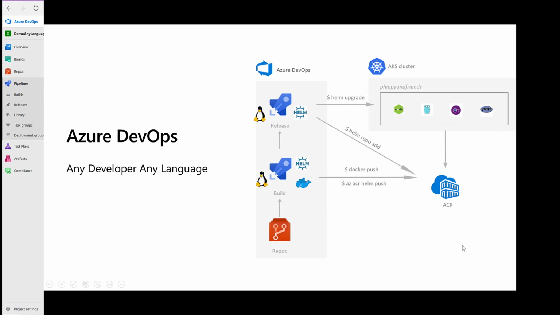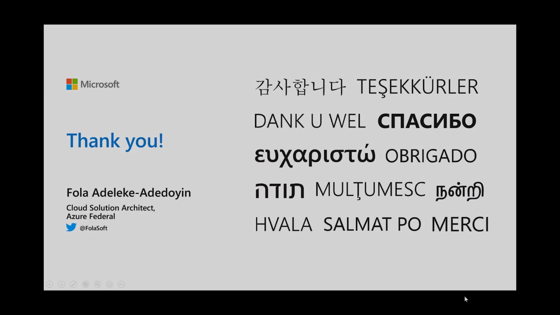To recap, we started with Azure repos, and then we used Azure build pipelines to build each of our 4 friends, pushing a Docker image to our Azure Container Registry.